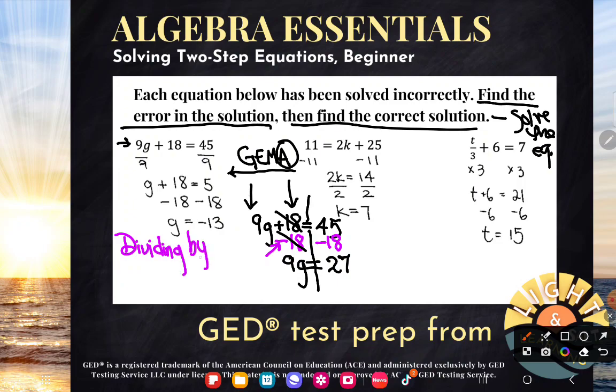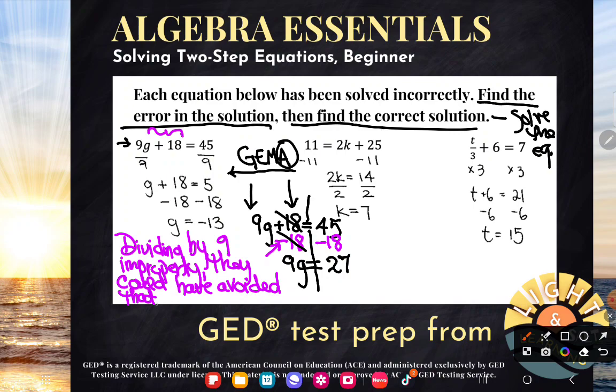And that could have been avoided by following that order of operations backwards by moving anything adding or subtracting first. So what would we have moved first? We would have moved the plus 18 first. So we would have subtracted. Opposite of plus is subtract. So they could have avoided that by subtracting 18 from both sides first. Okay, awesome. Ooh, little tricky.